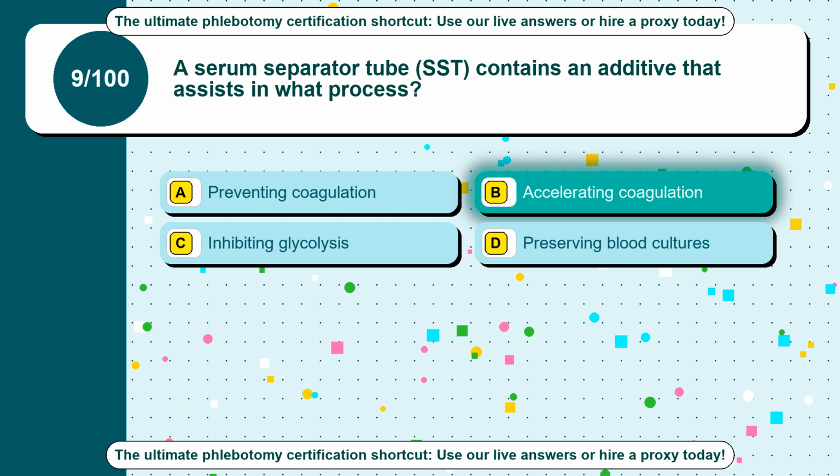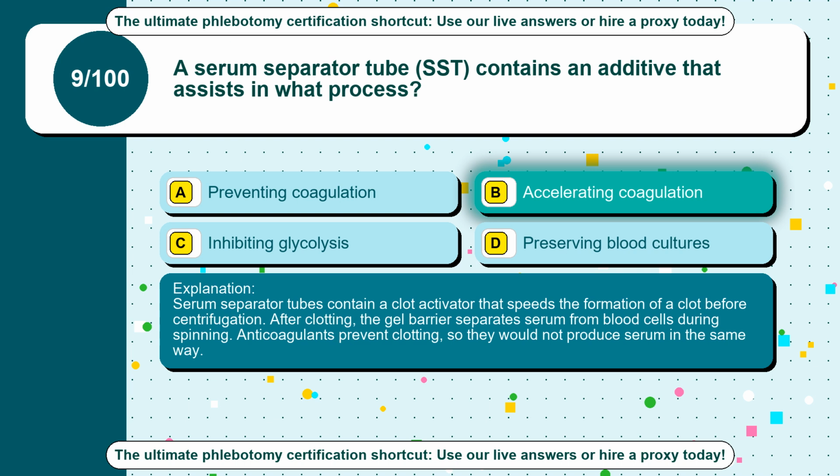The correct answer is option B. Accelerating coagulation. Serum separator tubes contain a clot activator that speeds the formation of a clot before centrifugation. After clotting, the gel barrier separates serum from blood cells during spinning. Anticoagulants prevent clotting, so they would not produce serum in the same way.